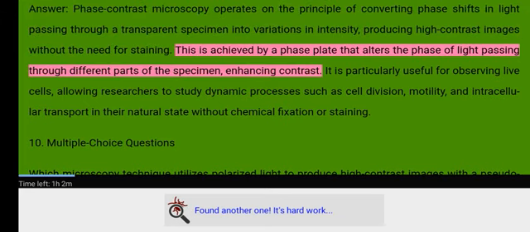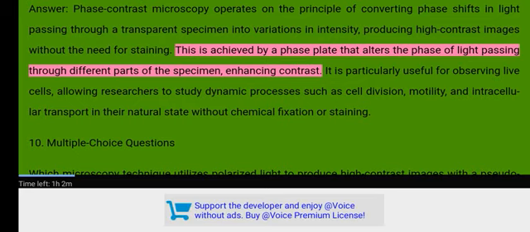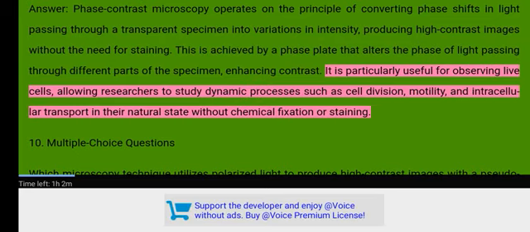This is achieved by a phase plate that alters the phase of light passing through different parts of the specimen, enhancing contrast. It is particularly useful for observing live cells, allowing researchers to study dynamic processes such as cell division, motility, and intracellular transport in their natural state without chemical fixation or staining.